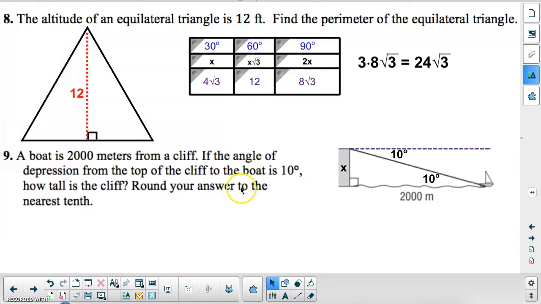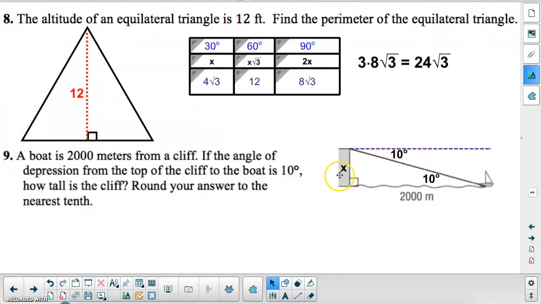In number 9, we have a boat that's 2,000 meters from a cliff. The angle of depression is 10. Again, that angle of depression comes from that horizontal. It's not inside the triangle here. We want to know how tall the cliff is. From the angle of depression, the angle of elevation is an alternate interior angle with it, so it's congruent. So if the angle of depression is 10 degrees, the angle of elevation is 10 degrees.